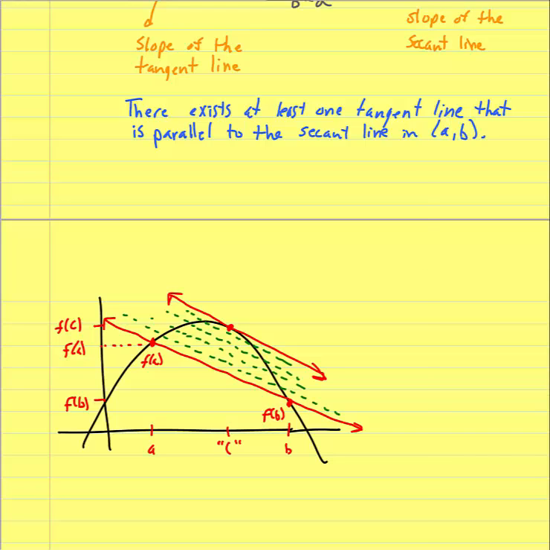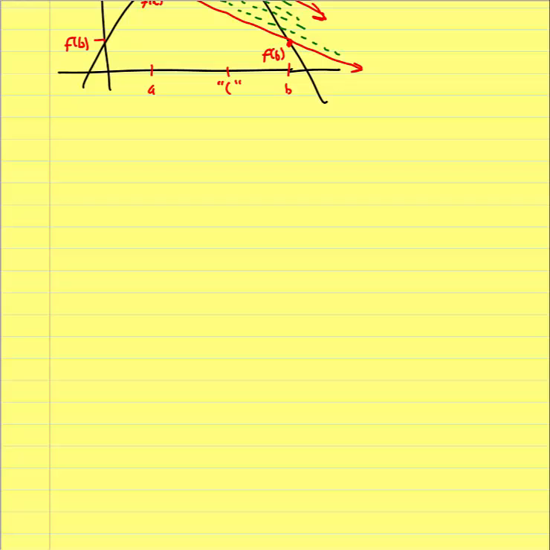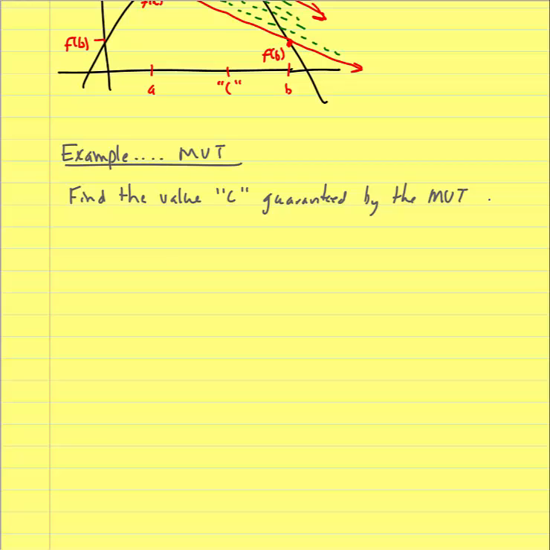So for our next one, let's look at not a polynomial function because we've looked at a polynomial function. Let's go ahead and look at a radical expression. So this example demonstrates the mean value theorem. So as usual, we want to find the value C that's guaranteed by the mean value theorem for the function f of x equals root x on the interval, let's do 4 to 9.